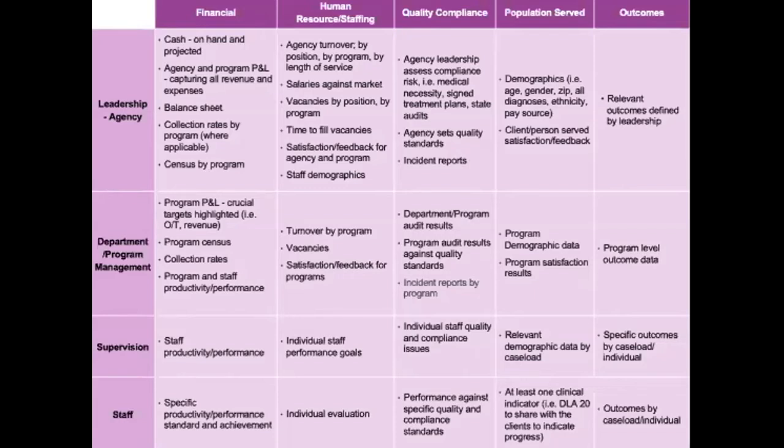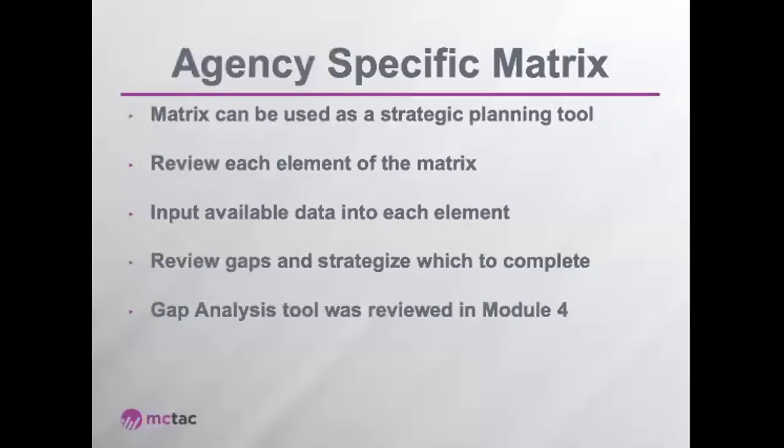So I hope you can see that this matrix can be a way of looking at different parts of the agency in a strategic way to decide what data needs to be in whose hands in an actionable way. And if you go back to the slide before, that really just recaps that you can use this as a strategic planning tool.